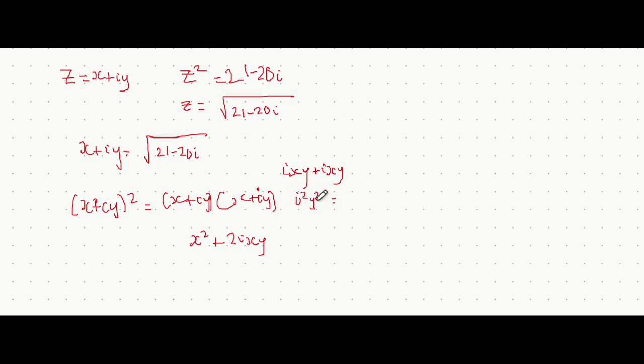And because i squared is equal to minus 1, using what we know about imaginary numbers, we can write this out as minus y squared. So we can attach that to the end of this function here. You can make that now equal to 21 minus 20i.